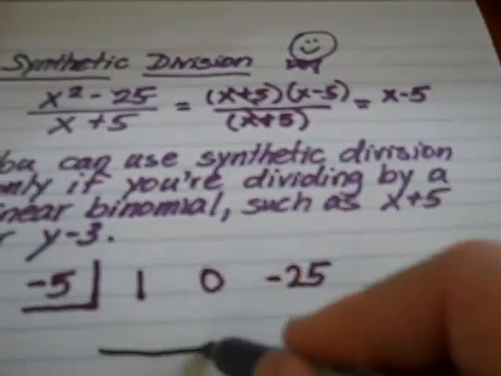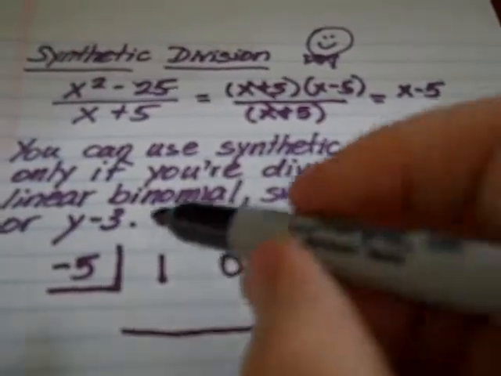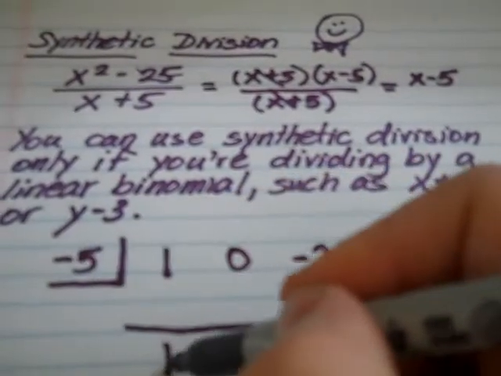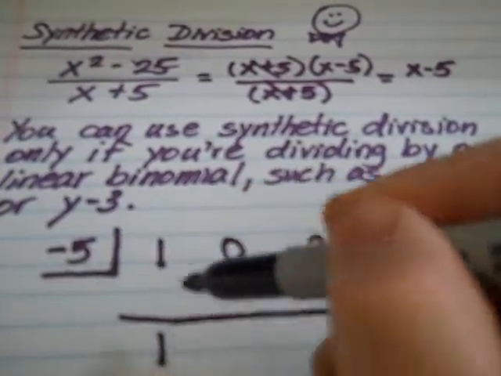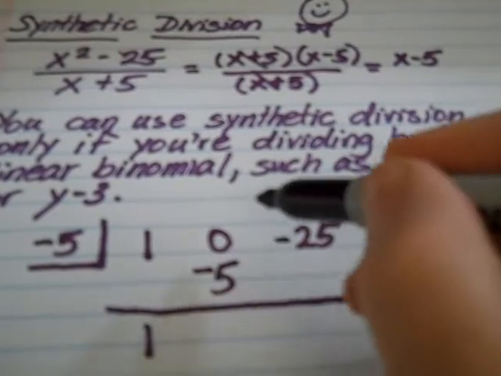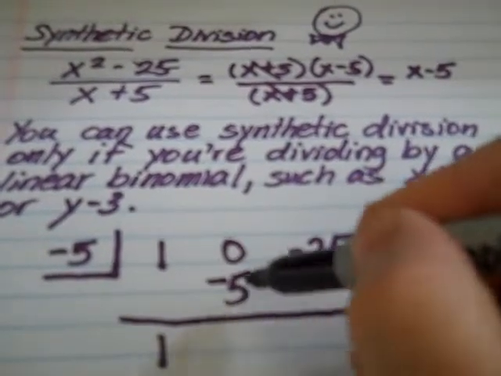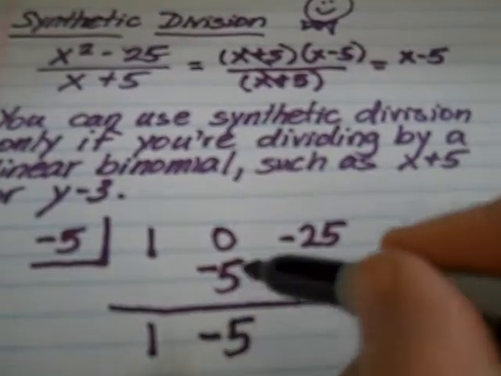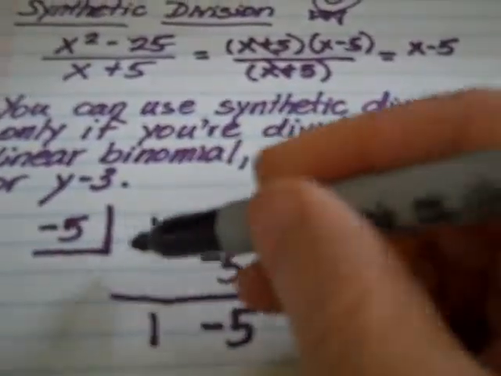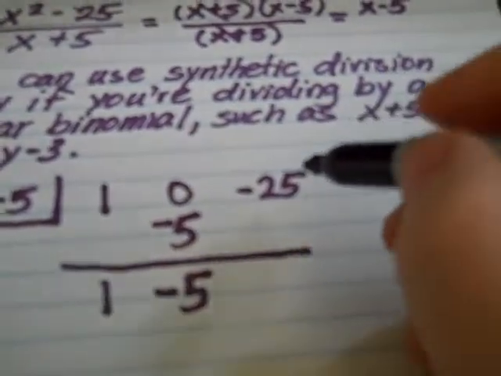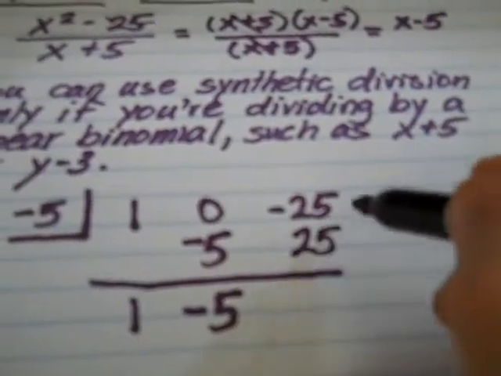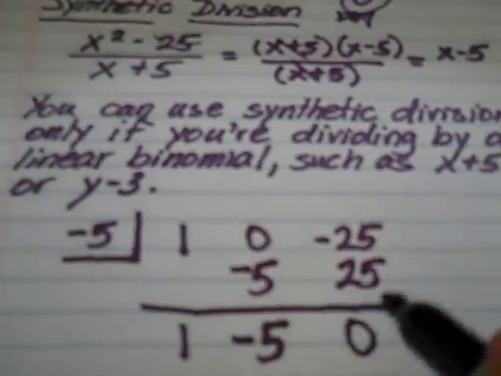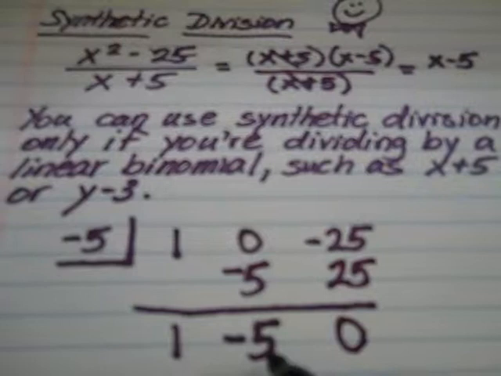So what we do here with synthetic division is we start by dropping down the first coefficient, which is 1, and we multiply by the divisor. So negative 5 times 1 is negative 5. Then you add 0 and negative 5. 0 minus 5 is negative 5. You multiply again by the divisor. Negative 5 times negative 5 is positive 25. And when you add here, you get 0. So you have 1, negative 5, and 0.